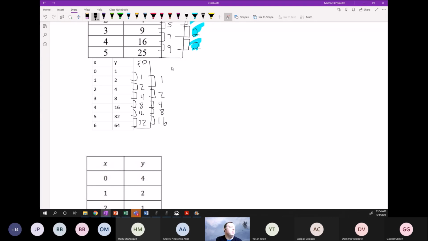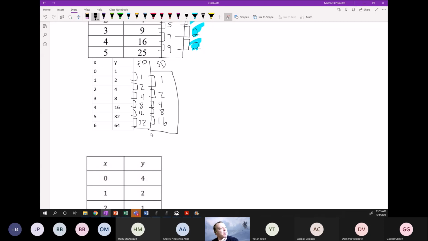Second differences, are they equal? Yes or no? Is our second differences equal? Come on, people. No. Okay. So we know it's not linear. We know it's not quadratic. We know it's exponential because that's the only other option I've given you.